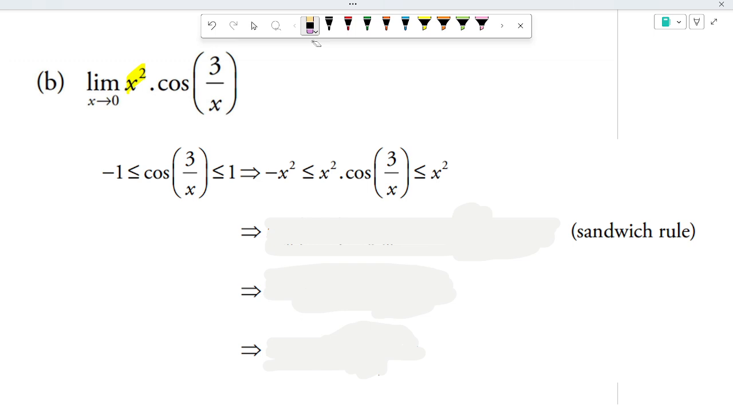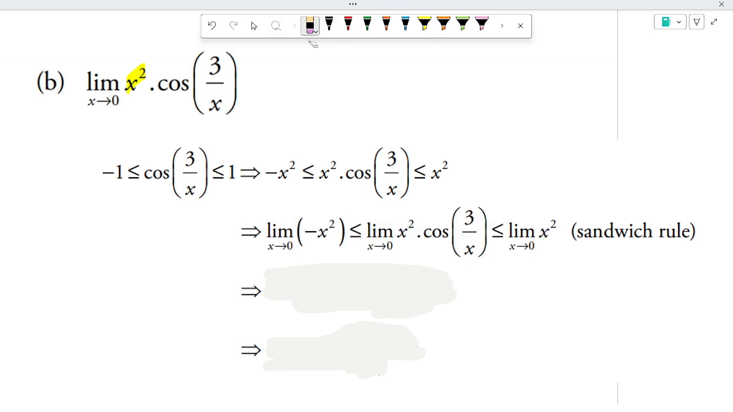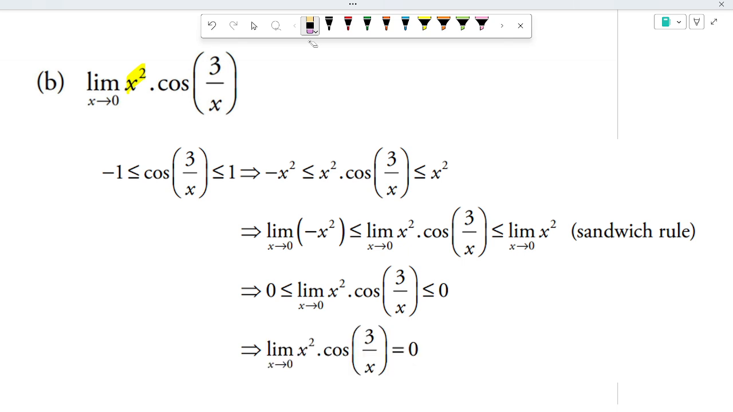We need the limit. So we will take the limit of everything we see, and then we get the limit of -x squared is less than the limit of x squared cosine is less than the limit of x squared. This looks like the sandwich rule, because we know that the limit of x squared and the limit of -x squared are 0. So the limit we are looking at should be a number between 0 and 0. The only possibility is 0 itself.